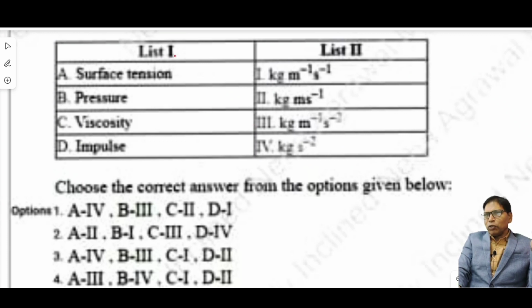Now, there is a matching type question. List 1, list 2. The dimension of surface tension is MT minus 2. So this is A. The dimension of pressure is M L minus 1 T minus 2. So this is B. The dimension of viscosity is M L minus 1 T minus 1. So this is C.